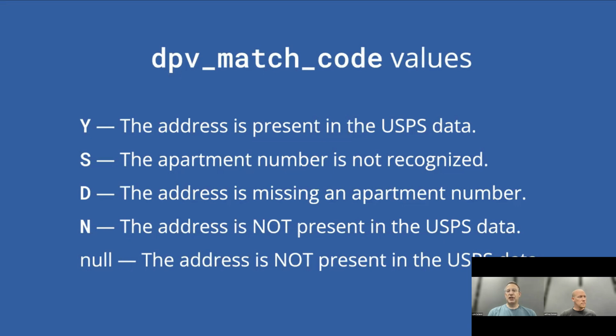Important thing to note is that when you get a DPV match code of N, it doesn't necessarily mean the address isn't real. It means specifically it's not in the USPS data. And that's why the enhanced match field exists. Let's go to that one.